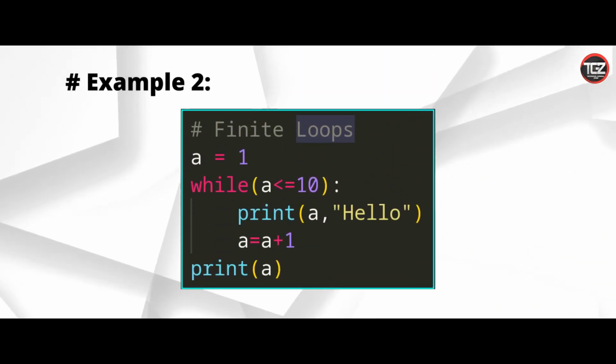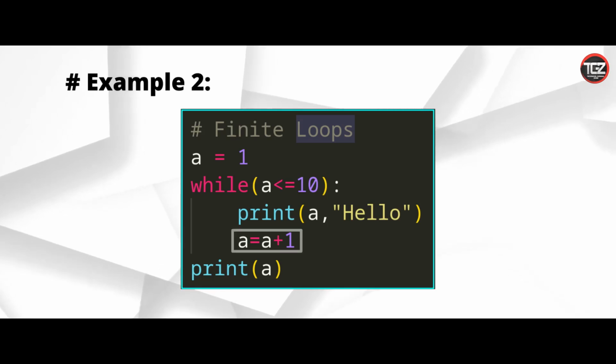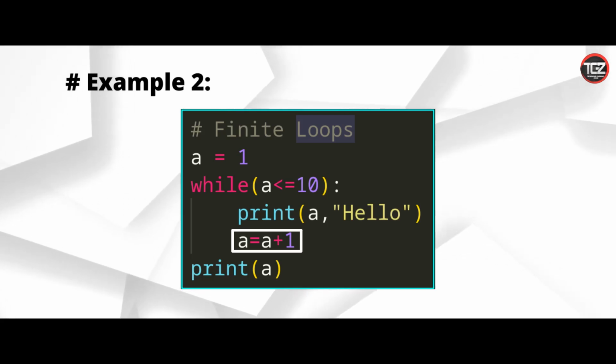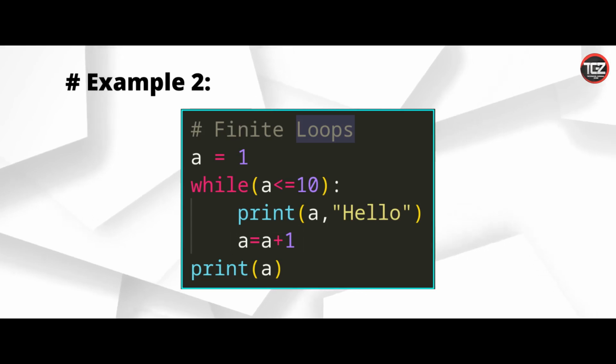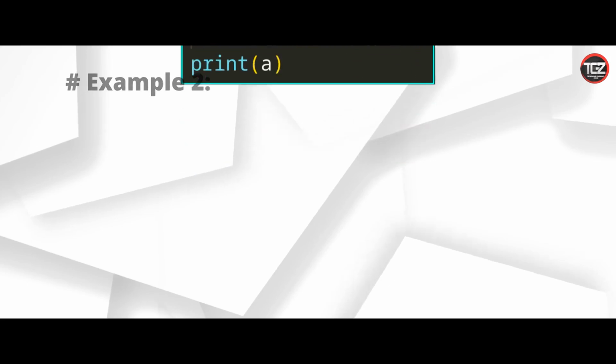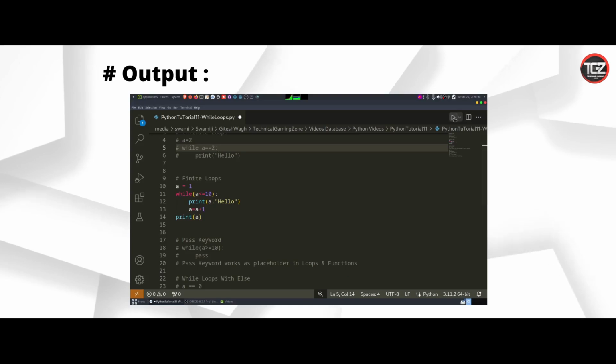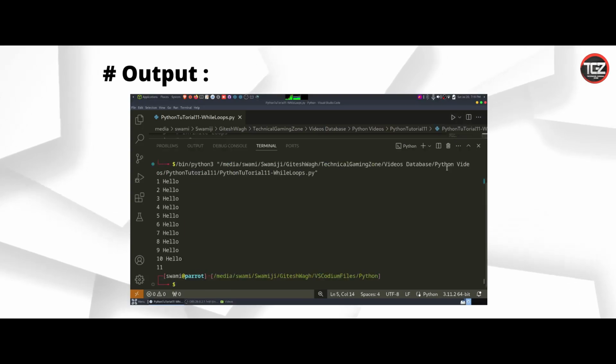Example 2. This is a finite loop. You can see here after I run this while loop, the value of a is increasing by 1. So after some time the value of a becomes more than 10 and the loop will stop. So guys, this is the concept of a finite loop. Most of the time we use finite loops in coding. This is the output of example 2.